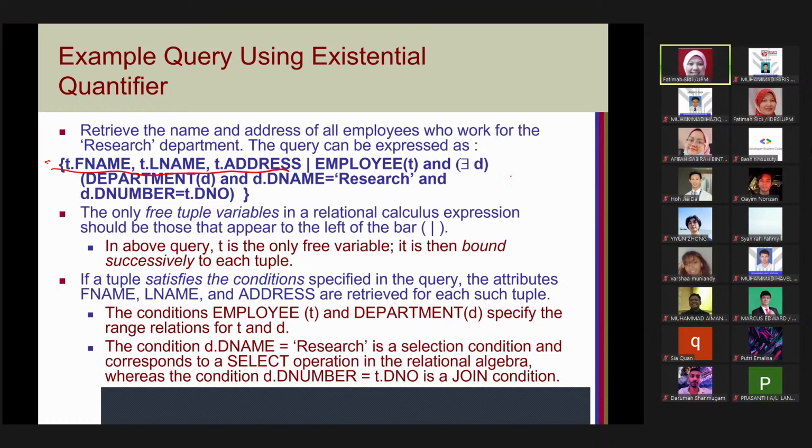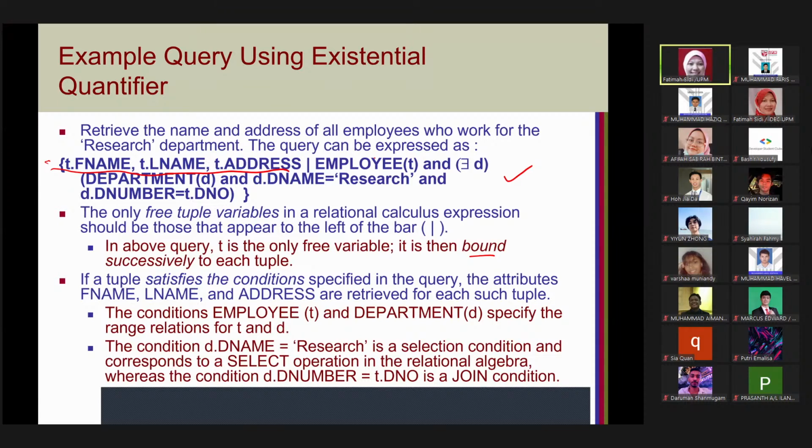In this query, t is the only tuple variable. It is bound successively to each of the tuples. So it is bound to the condition stated right after the bar. If a tuple satisfies the conditions specified in the query, the attributes F name, L name, and address are retrieved for each such tuple.